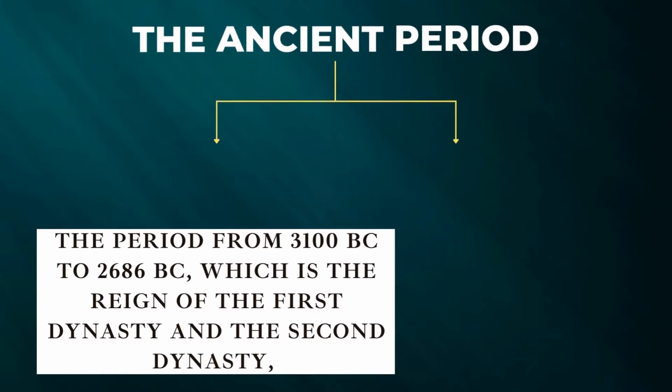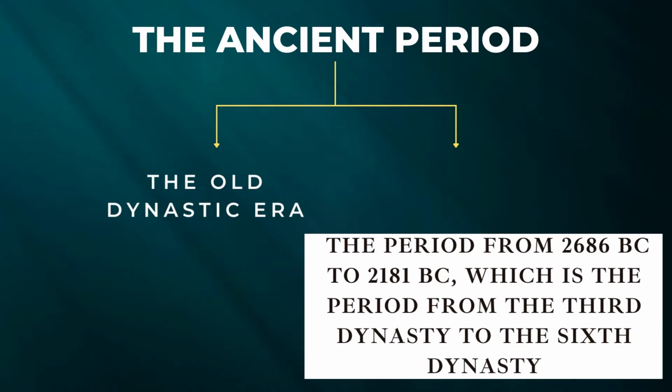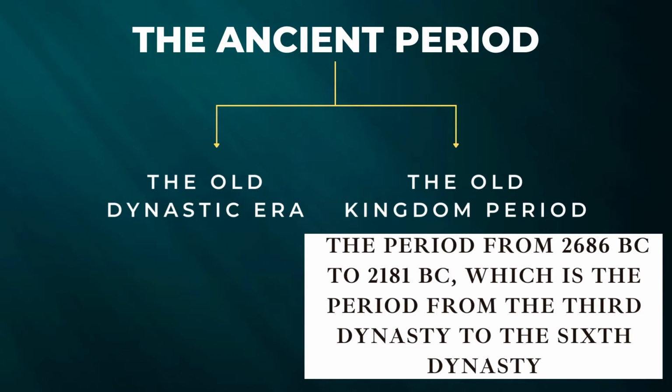Accordingly, the period from 3100 BC to 2686 BC, which is the reign of the First Dynasty and the Second Dynasty, is named as the Old Dynastic Era. The period from 2686 BC to 2181 BC, which is the period from the Third Dynasty to the Sixth Dynasty, is also classified as the Old Kingdom period.